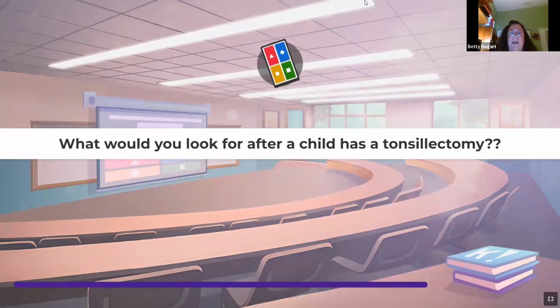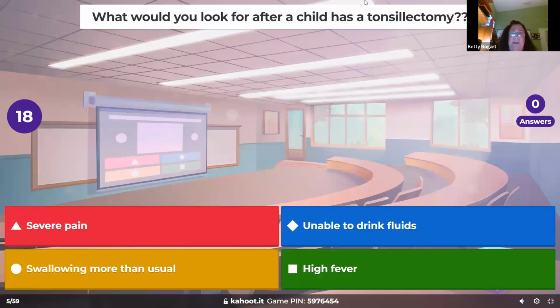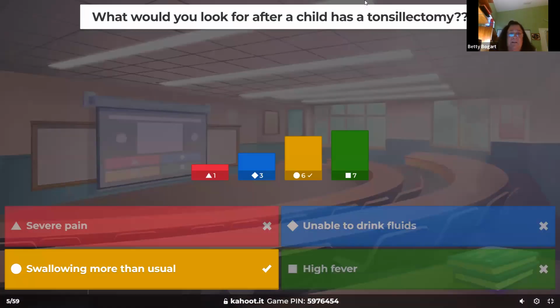What would you look for after a child has a tonsillectomy? One of the most common of all things that we do for children, small children, tonsils, adenoidectomies, the ear tubes, all outpatient procedures. So we need to teach these things to our parents. So they should not be in severe pain. They should be able to drink fluids, but of course, slowly, and they like cool liquids most of the time better.